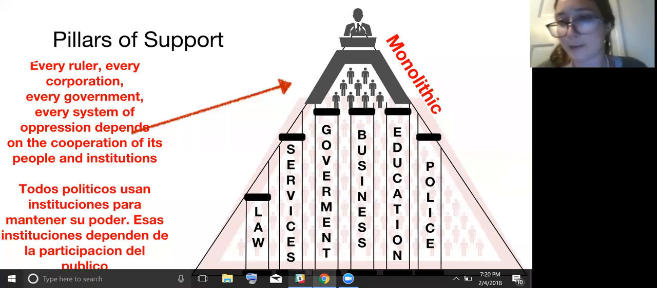For everybody who's been to a Cosecha training, this is basically the theory behind the pyramid activity that we do. So it should look familiar to folks.